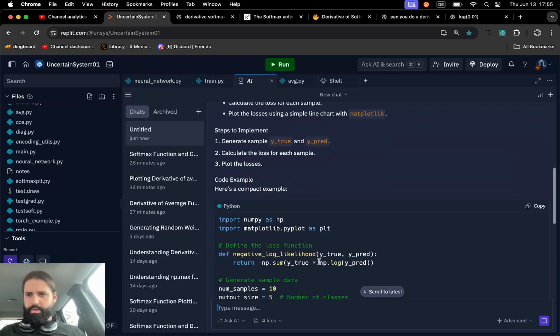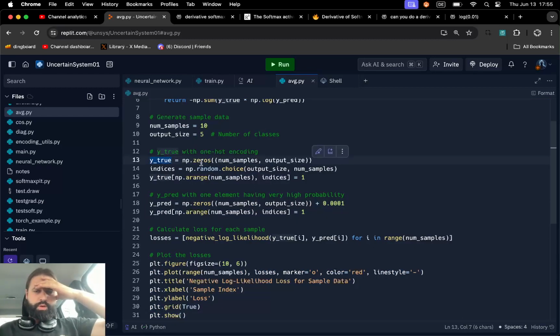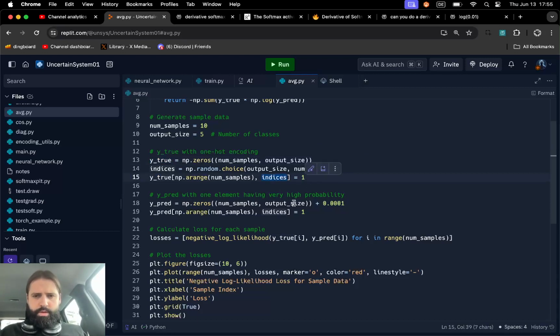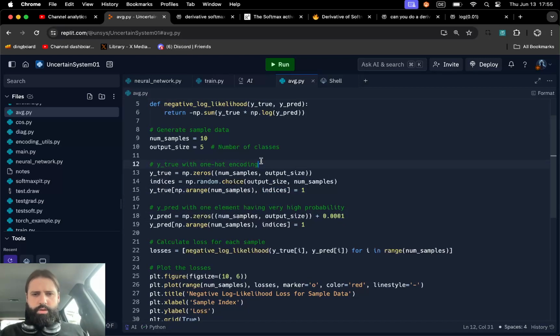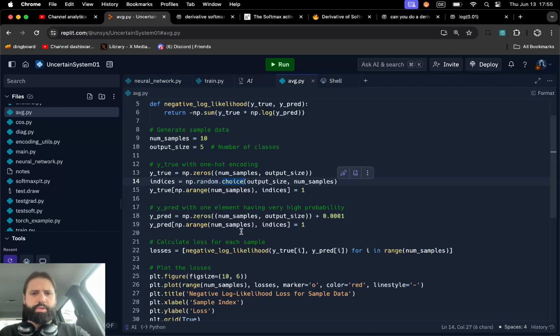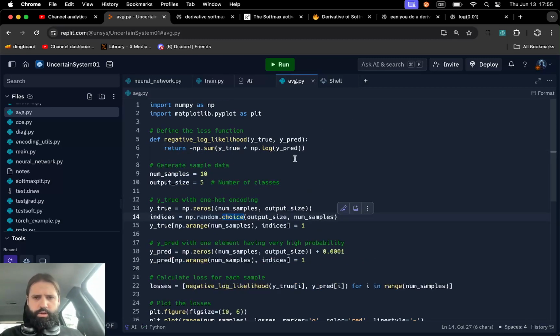I think I actually got it. Let me see. If I take this, so what is it doing? So y true, random choice, indices. What are indices here? Choice. What is choice? One DLA. Okay, it just picks one and puts it in one. The same here. Ah, okay. That's good. Yeah, actually it looks good. This looks very good.